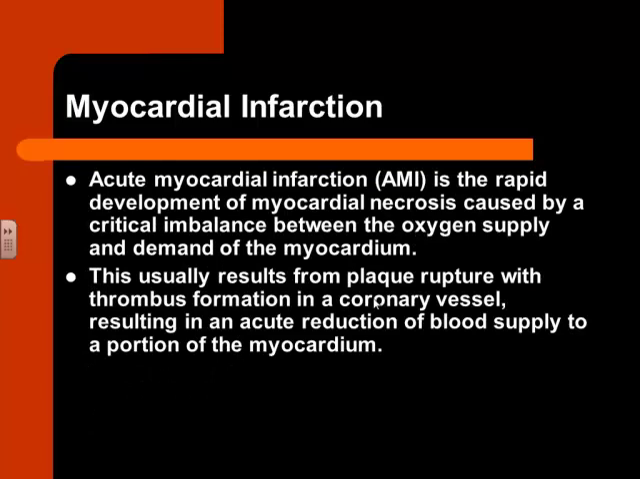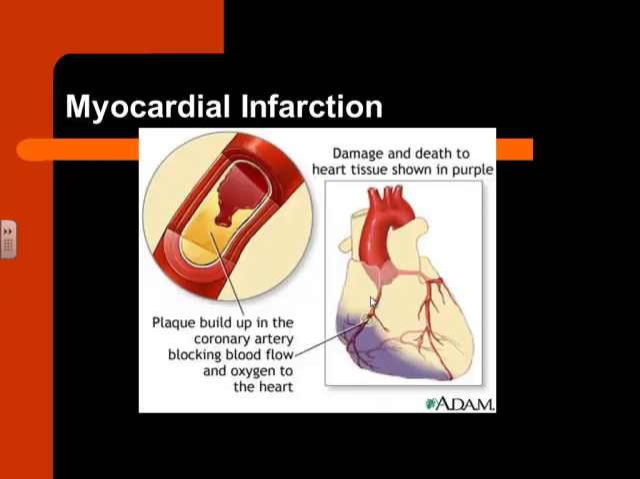So acute myocardial infarction is abbreviated AMI, and it is the rapid development of myocardial necrosis caused by an imbalance between oxygen supply and demand. So this usually results from plaque buildup. The plaque can rupture, and then a clot forms in the coronary vessel, and that results in blockage of the vessel and reduces blood supply to a portion of the heart. So here's just a picture again of plaque that is blocking the artery, and then you can see here a clot has formed and has obstructed blood flow to the heart.